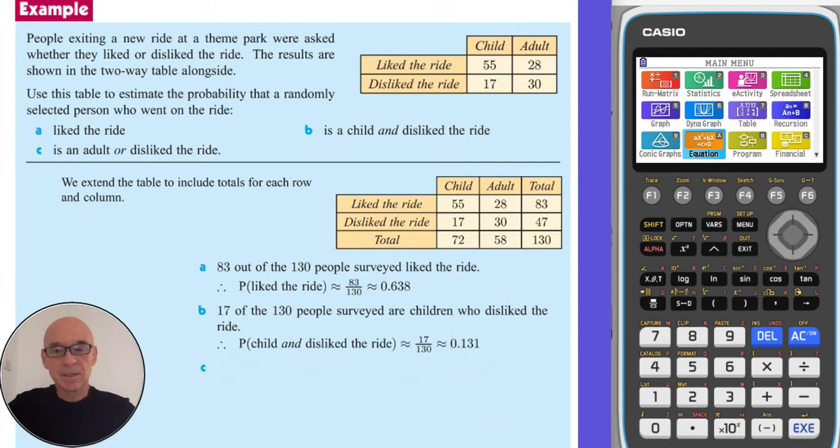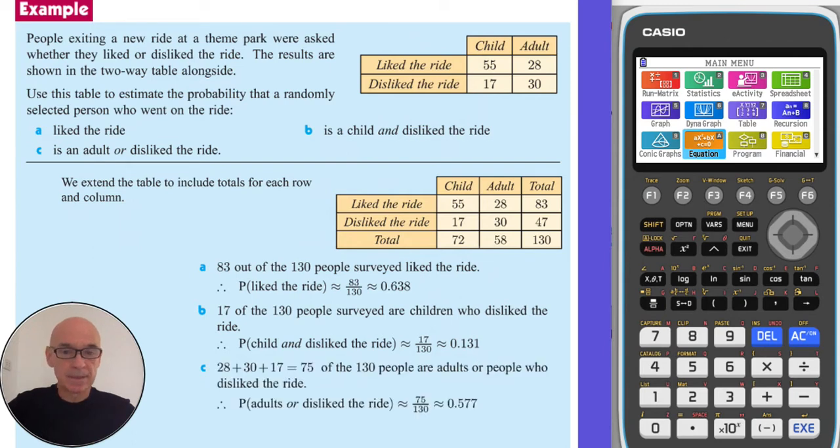And in part C, the probability that the person selected was an adult or someone that disliked the ride. What we can't do is simply add up the adults, 58, and people that dislike the ride, because that will include this number 30 twice. So what we have to do is add up the adults and then the people that dislike the ride as an extra 17, okay, and that's our number there. So the probability is 75 out of 130.